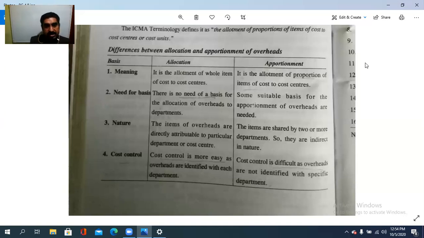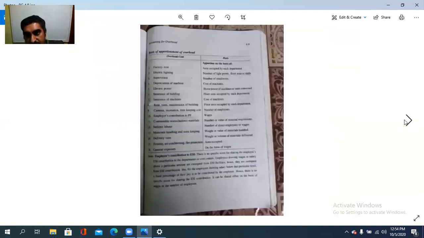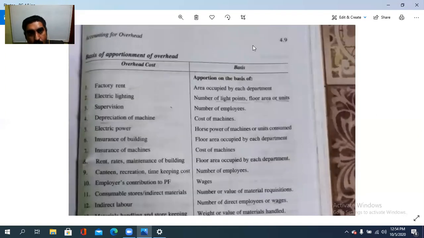So these are the differences between allocation and apportionment of overheads. Next, on what basis the overhead cost is to be apportioned? So for example, you need to identify the expenses, indirect costs or indirect expenses like overhead cost, and on what basis it is apportioned.